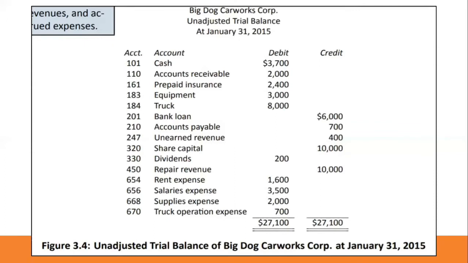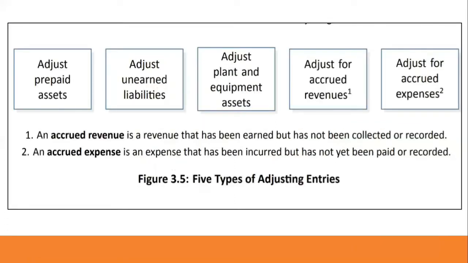Now, as you can see in figure 3.5, it shows the 5 types of adjusting entries. And these are, first, adjust prepaid assets. Second, adjust unearned liabilities. Third, adjust plant and equipment assets. Fourth, adjust for accrued revenues. And finally, adjust for accrued expenses. Now, in order for us to better understand each of these, let us discuss them one by one, starting with how to adjust prepaid assets.